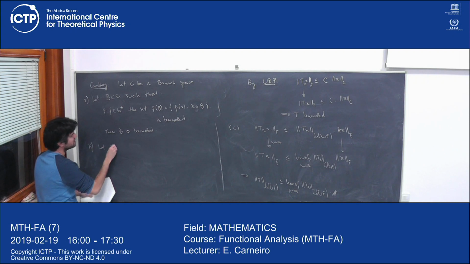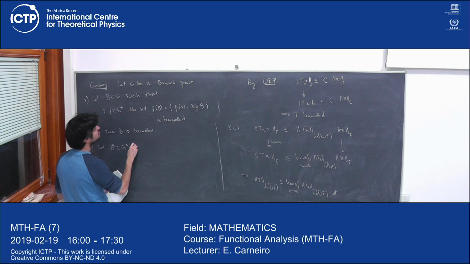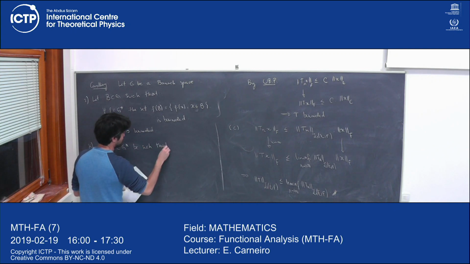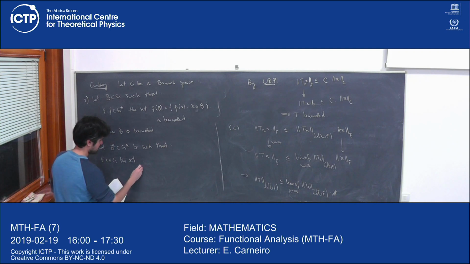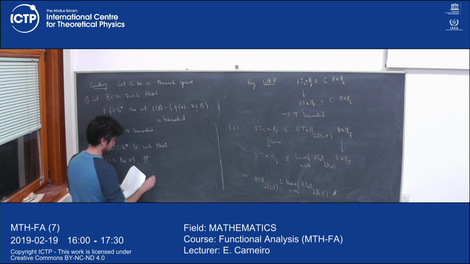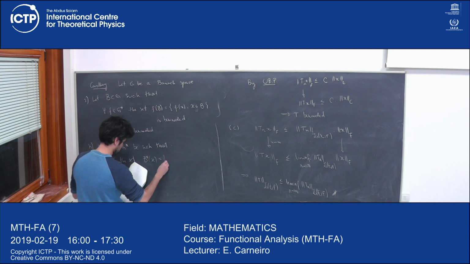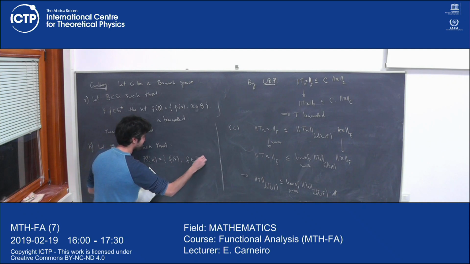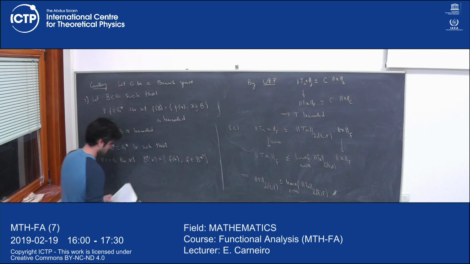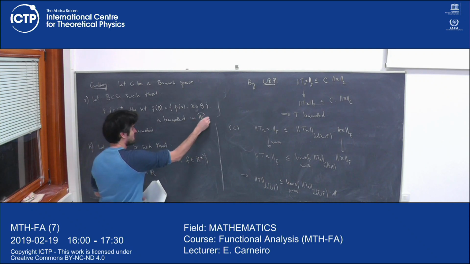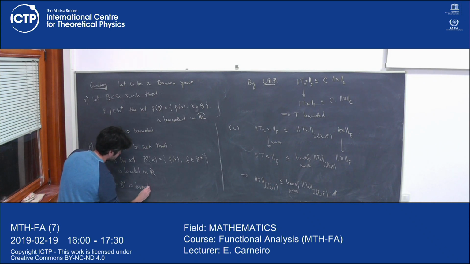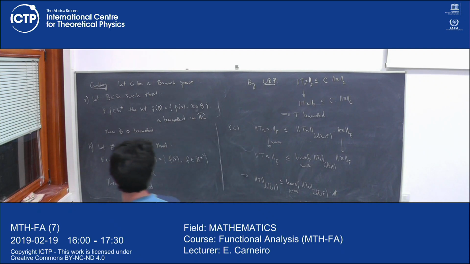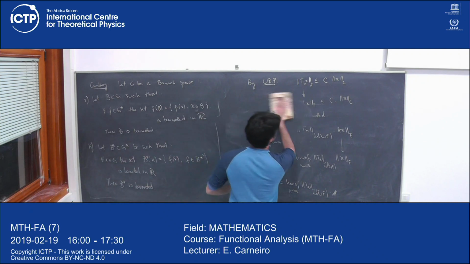Let B star belong to G star be such that for any x in G, the set B star of x is bounded in R. Okay, it's supposed to be in R. Then B star is bounded. Let's just take a look at this situation to finish the class today.